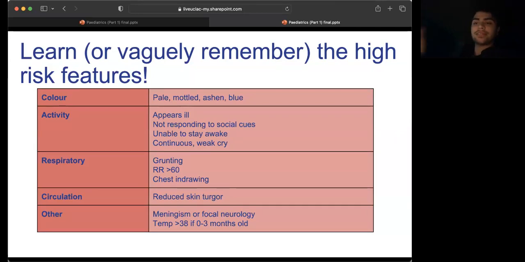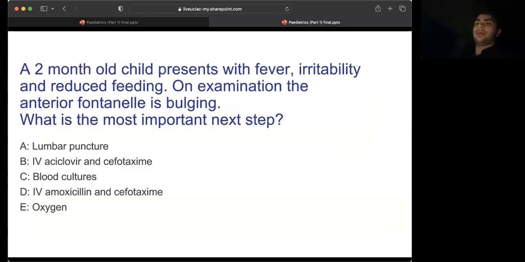Yeah, so this is quite good. It kind of summarizes the high risk features. So like we went over already. Yeah, so this is the next question.